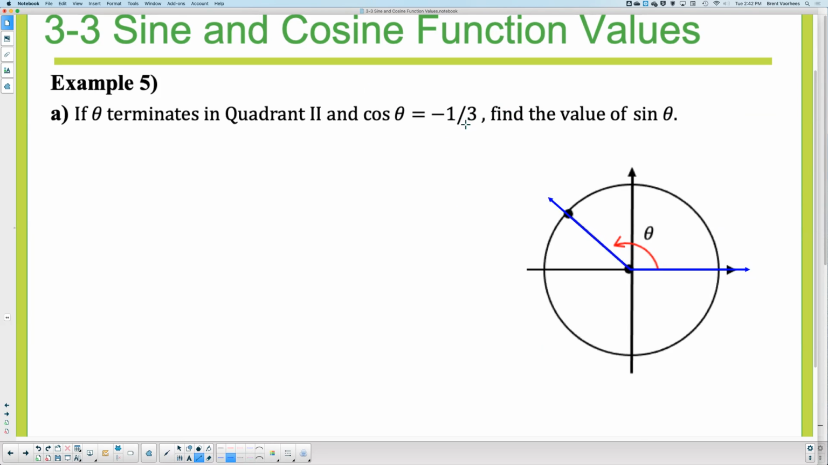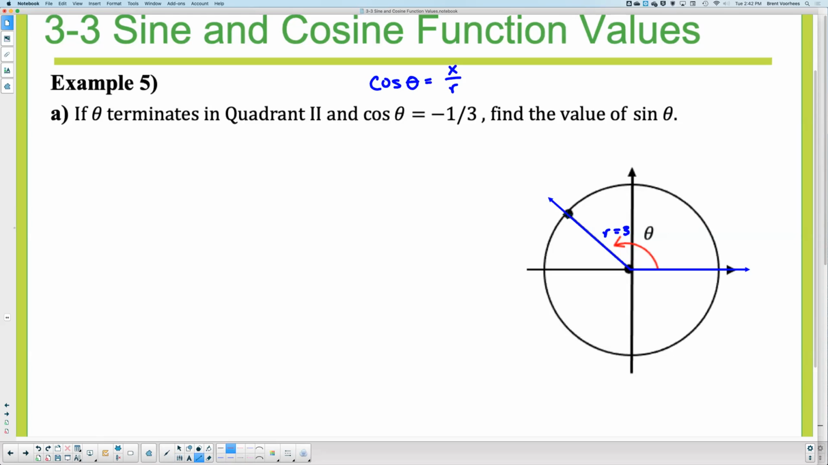And cosine is -1/3. Now let me show you how this works. You should know by ratio, what is cosine always equal to? X over r. Now r by rule has to be positive. So our radius here is 3. I'm going to solve this like a triangle because I think it's so much easier that way.